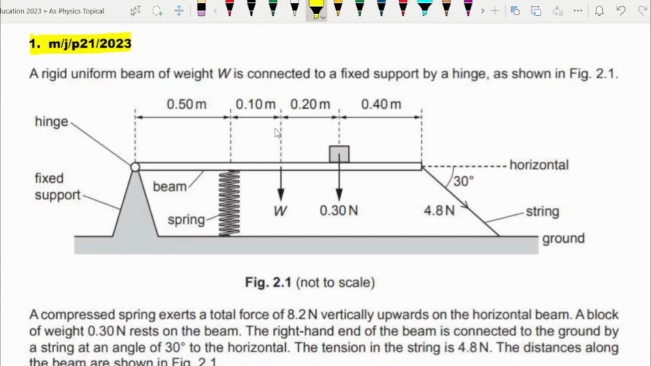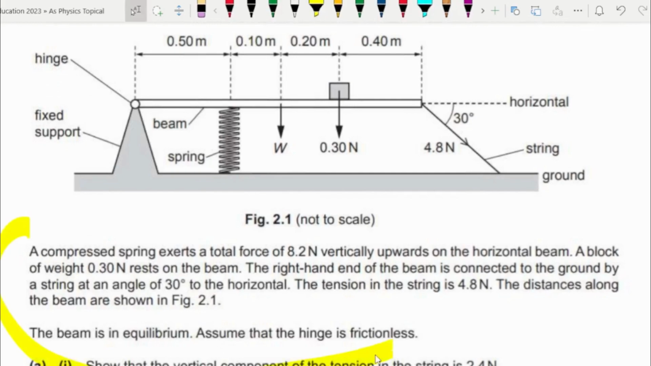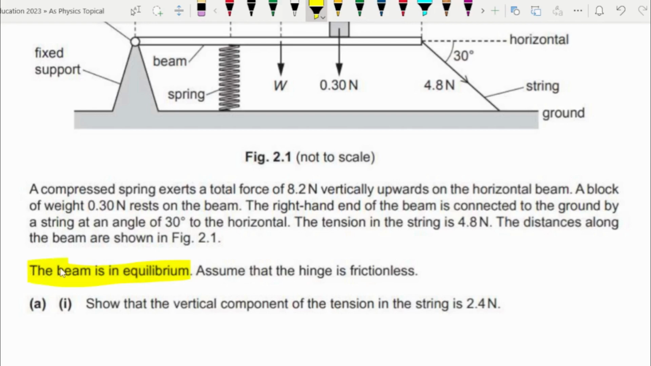A rigid uniform beam of weight W is connected to a fixed board by the hinge, as shown in figure 2.1. Then you have the diagram given. It is not to scale, meaning you cannot just figure out the distances by taking measurements from the ruler. Then you have the description, which is the same thing given in the diagram, so I'm not going to read this one. The beam is in equilibrium, so we can safely apply the principle of moment. Assume that the hinge is frictionless.